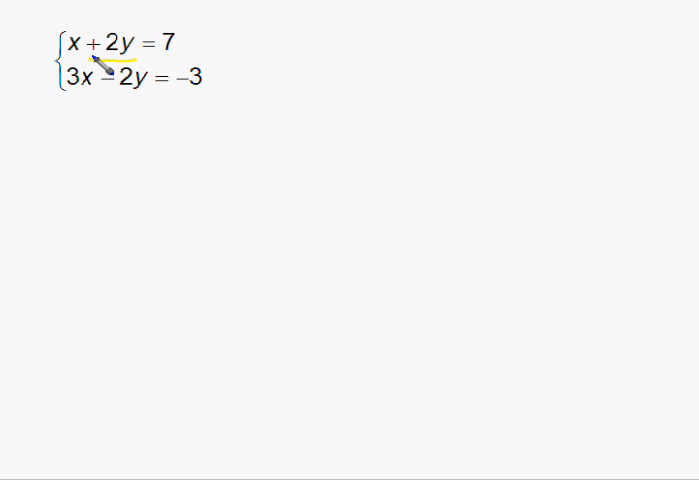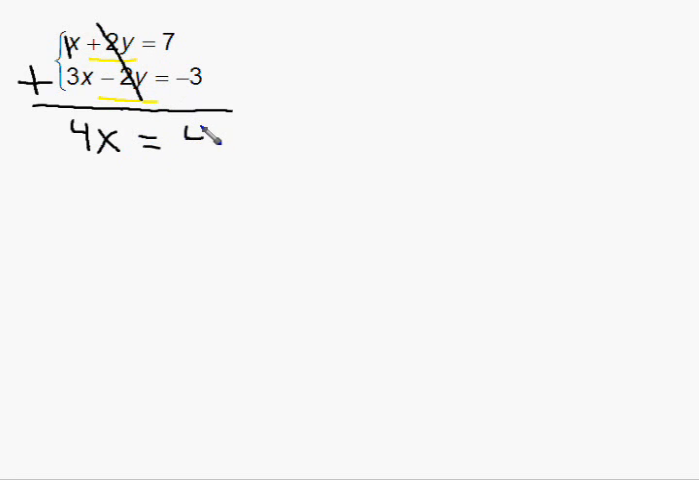Now your goal in the elimination method is to create coefficients that are opposites of each other on your chosen variable. If you notice in the first equation, we have a positive 2y. And in our second equation, we have a negative 2y. We would describe those coefficients as opposites of each other. So we can solve this system by elimination using addition.